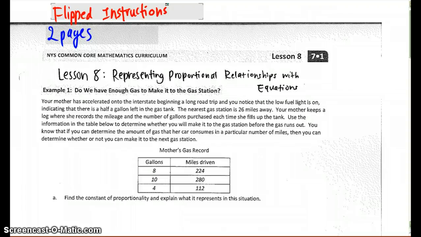So today our lesson is Lesson 8. It is a 2-page sheet if you printed it on one-sided pieces of paper, or it's one sheet double-sided if I handed it out to you in class.